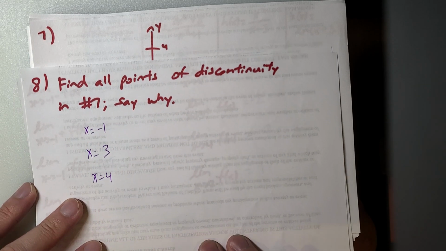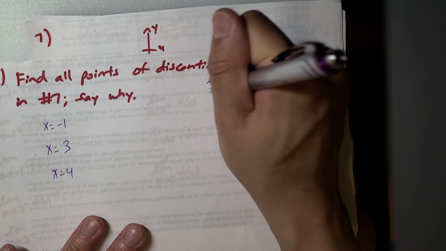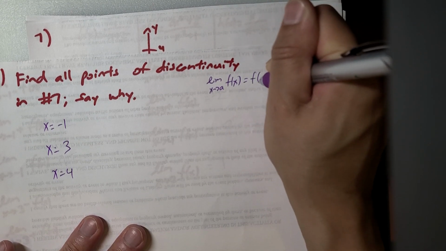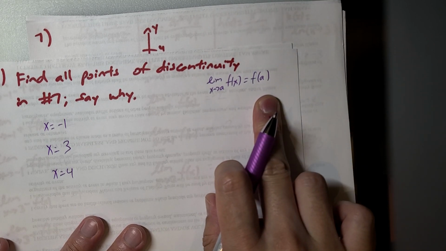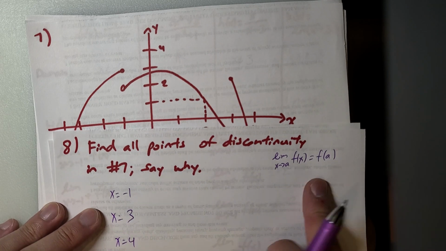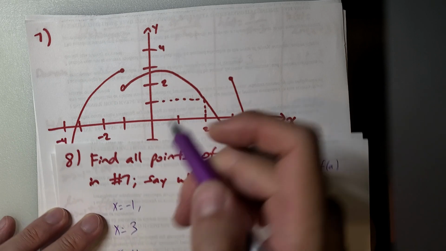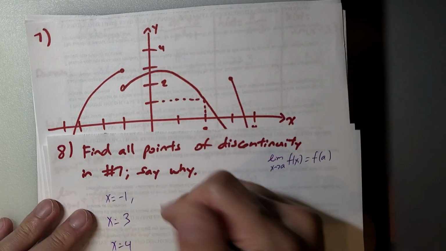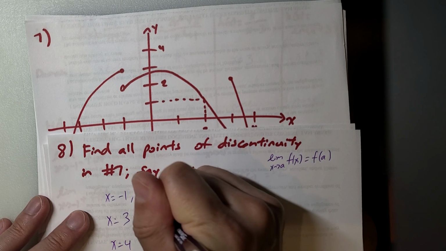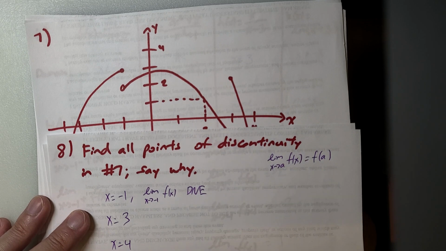We have to say why for each. Remember the definition of continuity: the limit as x goes to some value a of f of x equals f of a. If this is true, then it's continuous. Well, none of these satisfy this requirement because for x equals minus 1, the limit does not even exist because the two one-sided limits are not equal. So that's the answer: the limit as x goes to minus 1 of f of x does not exist.